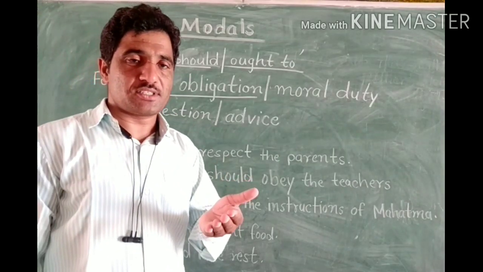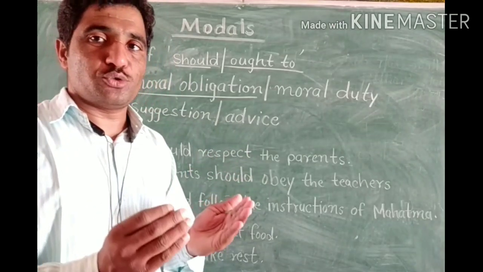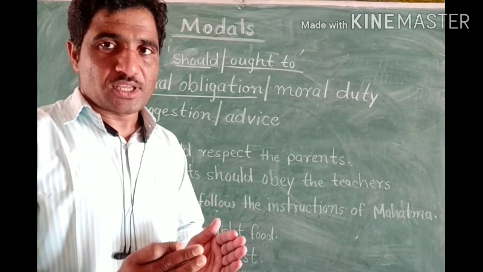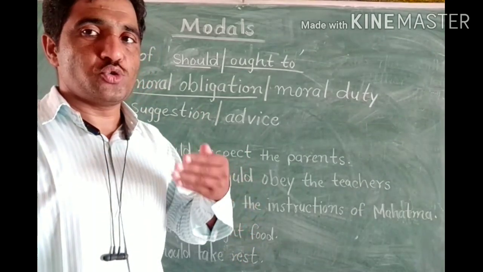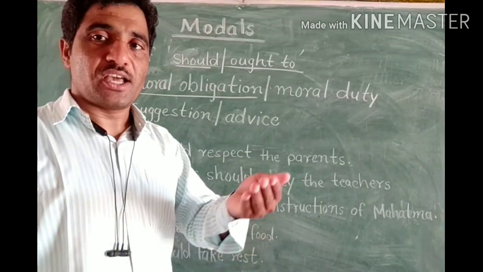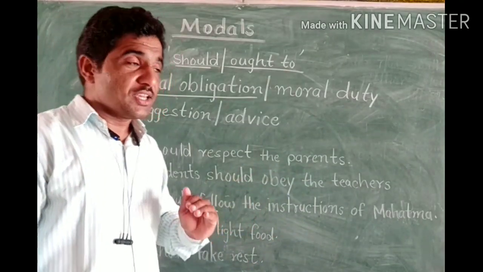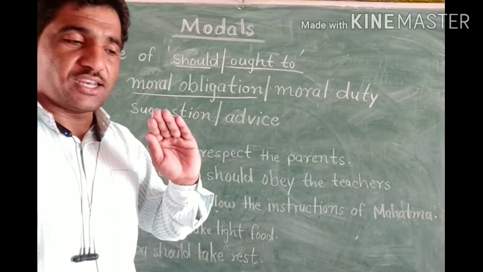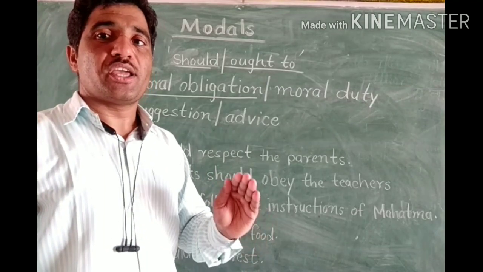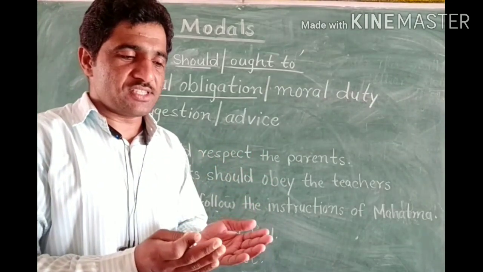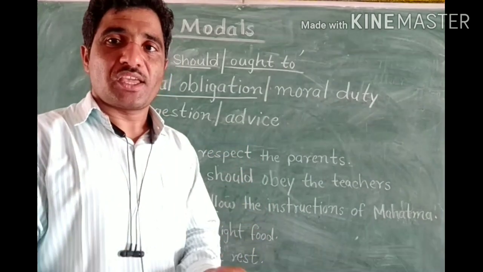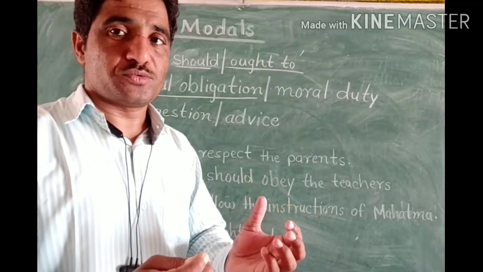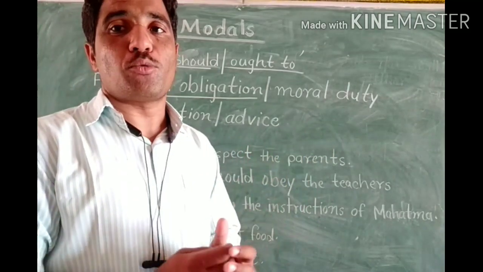Legal obligation means anything that we do as a rule, as a law. In legal obligation we use must. But moral obligation means any action that we do as a matter of morality. Morality means what we do as a human being, as a human creature. That is the moral obligation.